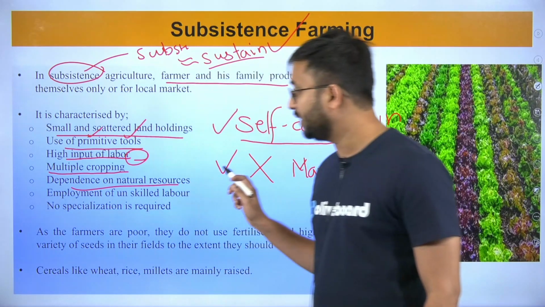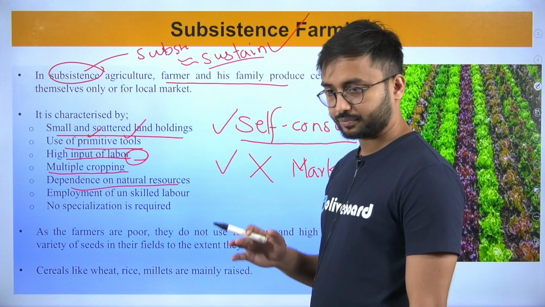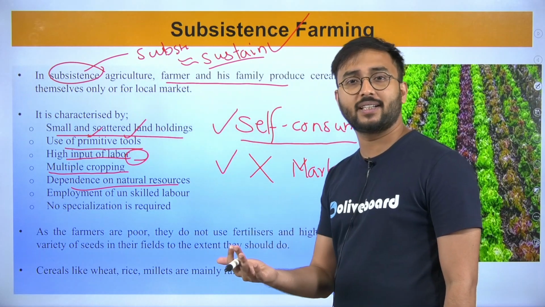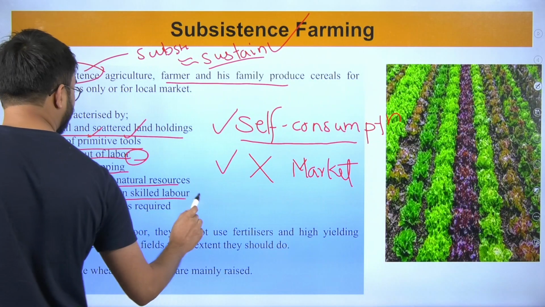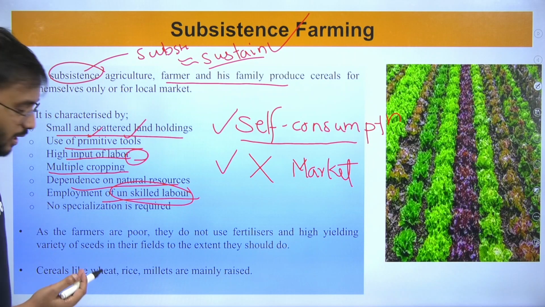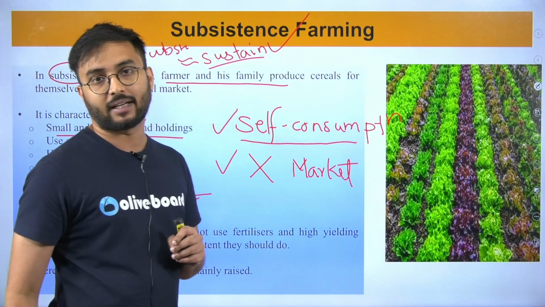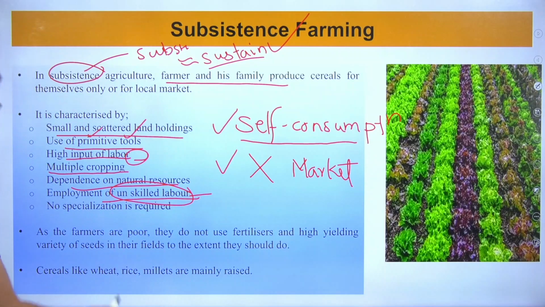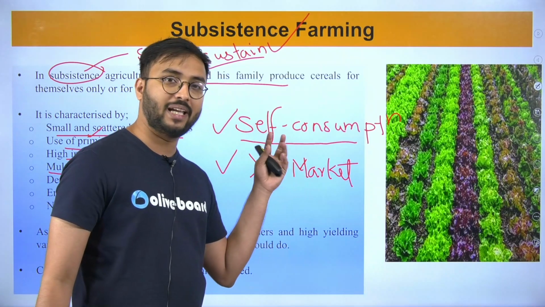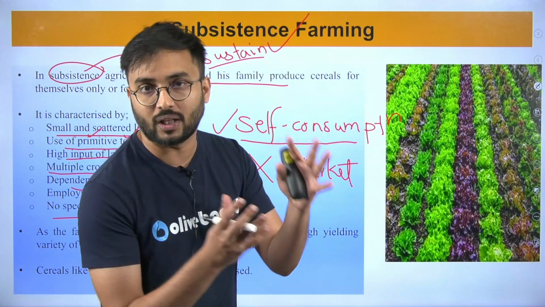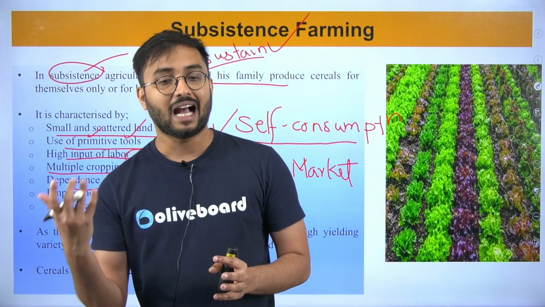Second, dependence on natural resources. Major subsistence farming is carried out in the Kharif season, which is an agricultural practice dependent only on the monsoon. Then, employment of unskilled labor. Of course you have to understand that the people involved in this type of farming activity are not highly skilled, and no specialization is required. So now you will get an idea that this is the basic agricultural activity which happens in every rural area, in which the overall inputs of production are very small.